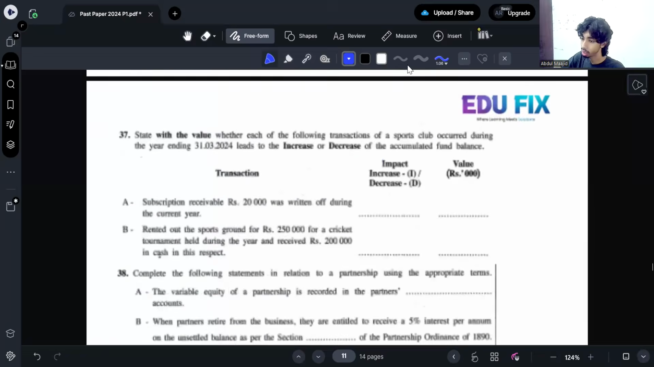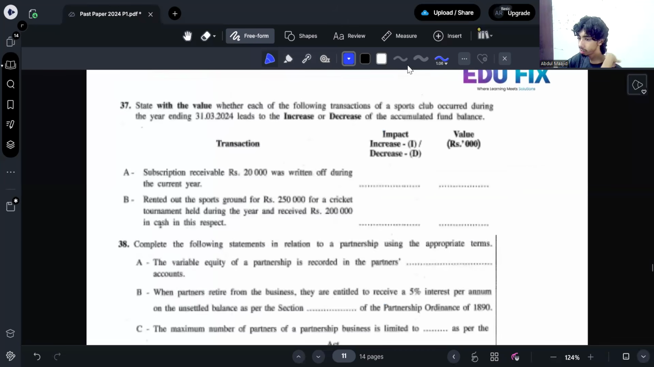Okay, 37. State with the value whether each of the following transactions of a sports club occurred during the year leads to an increase or decrease in accumulated fund. Subscription receivable was written off during the current year. That is an expense that will reduce your surplus. Therefore, it will reduce your accumulated fund. Decrease by 20. B. Rented out the sports ground for 250,000 for a cricket tournament held during the year and received 200 in cash. What will happen?